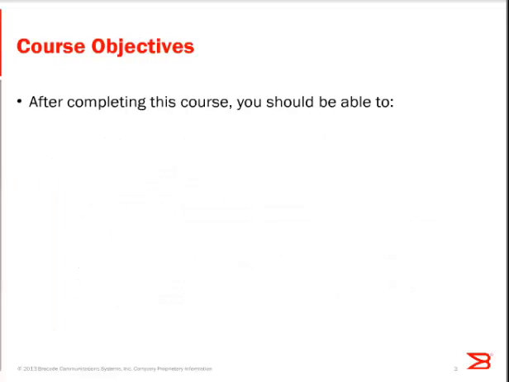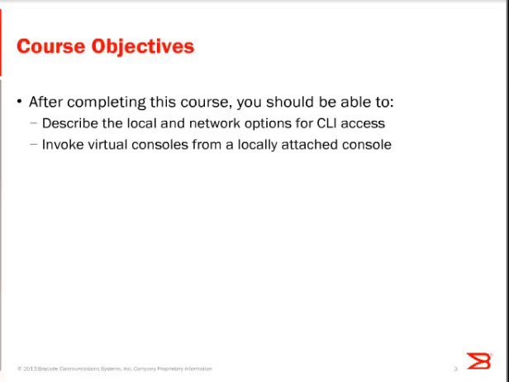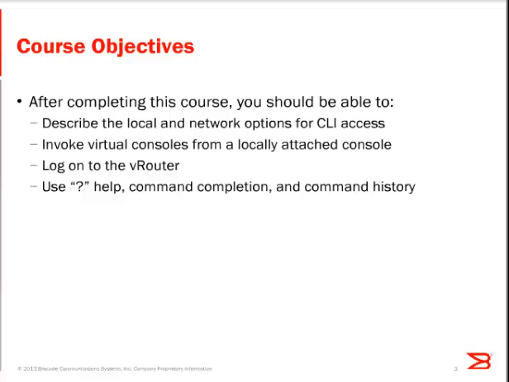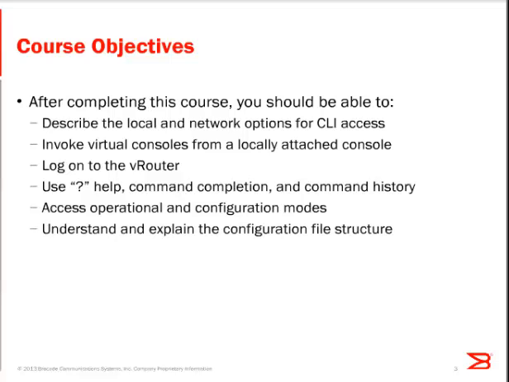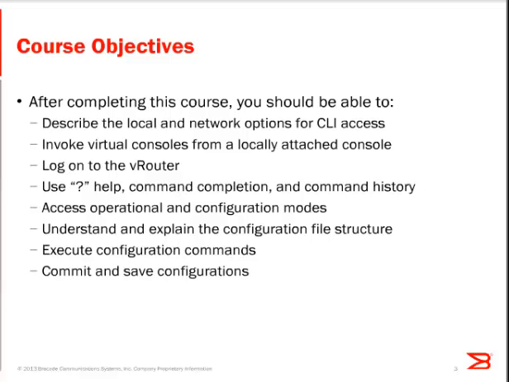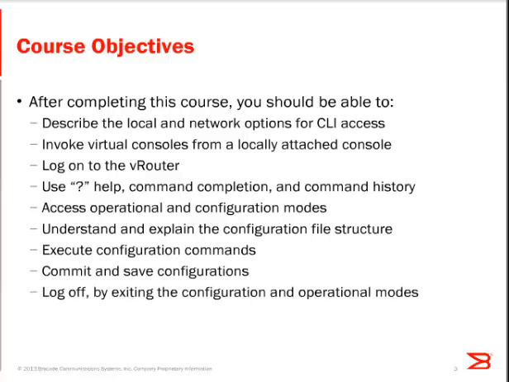After completing this course, you should be able to describe the local and network options for CLI access, invoke virtual consoles from a locally attached console, log on to the vRouter, use help, command completion, and command history, access operational and configuration modes, understand and explain the configuration file structure, execute configuration commands, commit and save configurations, and log off by exiting configuration and operational modes.